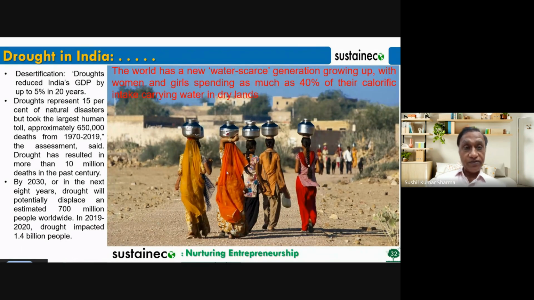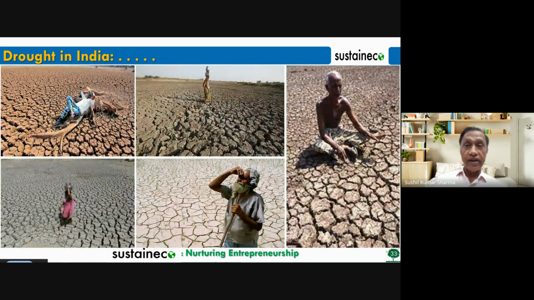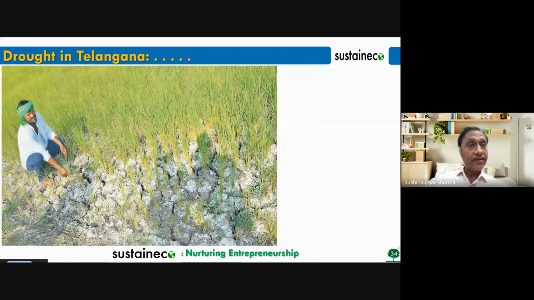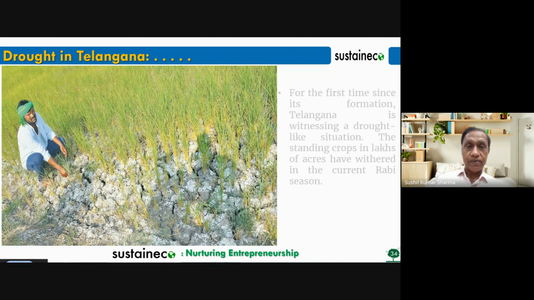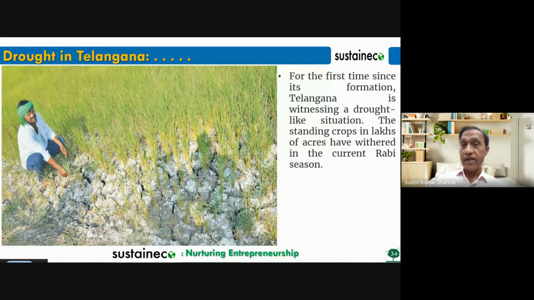In fact, last year and this year situation in our country on this count has improved as a result of government scheme of Har Ghar Jal Yojana. These are droughts in various parts of our country last year and this year, and they are becoming serious and intense. This is a drought in Telangana, wherein paddy field is almost dried up. No water is there. For the first time since formation of Telangana, it is witnessing a drought-like situation. The standing crops in lakhs of acres have withered in the current Rabi season. It may result into food insecurity.